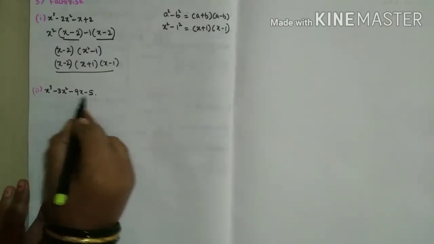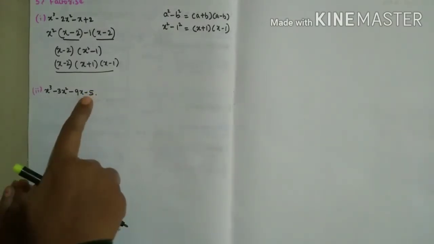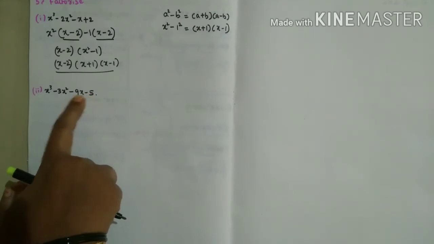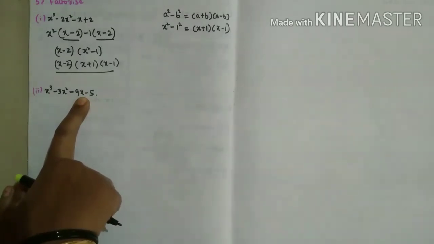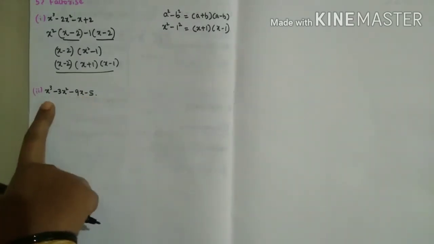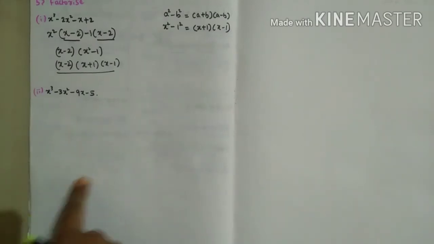If I substitute 0 in place of x, here minus 5 we will get as the answer. By seeing only we can identify. So 0 is not a zero of the polynomial. Then we will go for 1. If I substitute 1 in this equation, I will solve it.